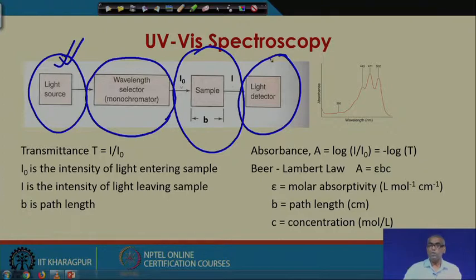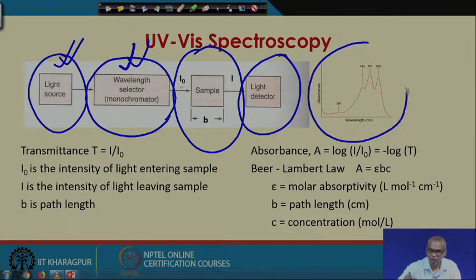Now, from the knowledge of the absorbance, the detector can plot how the absorbance changes with different wavelength, because you can generate different wavelengths using this wavelength selector. So, if you do that, you get a curve like this. So, we get a plot of absorbance versus wavelength, which is called UV-Vis spectroscopy. The instrument is known as UV-Vis spectrophotometer.